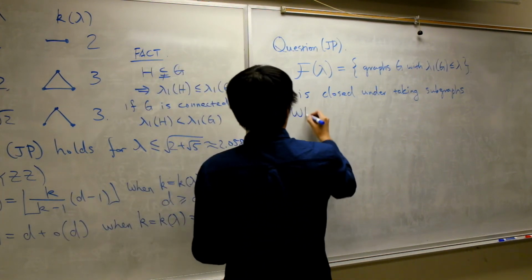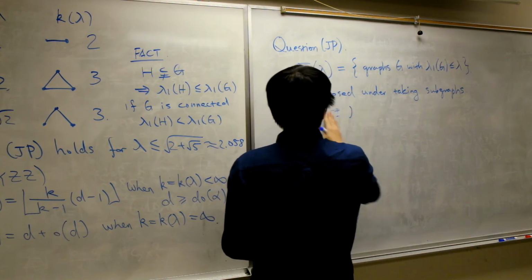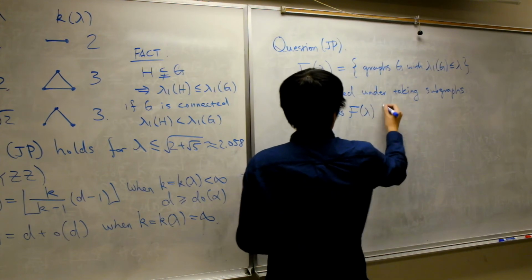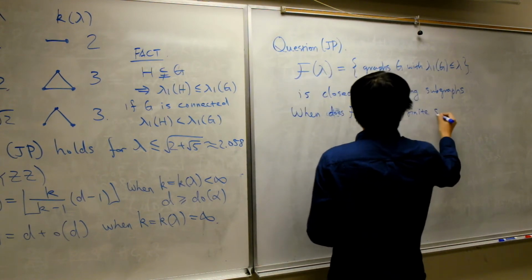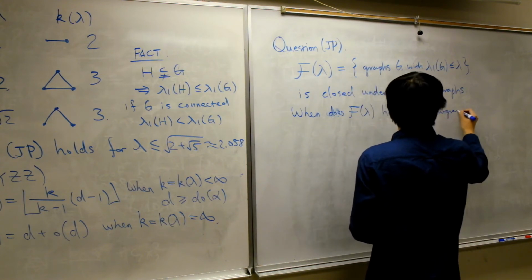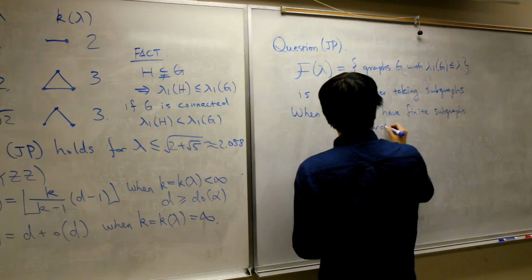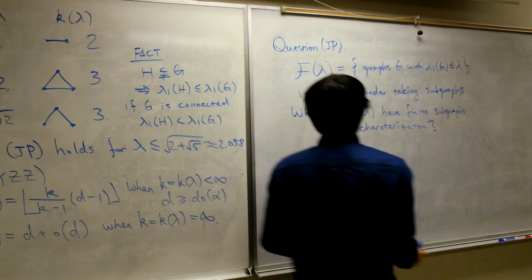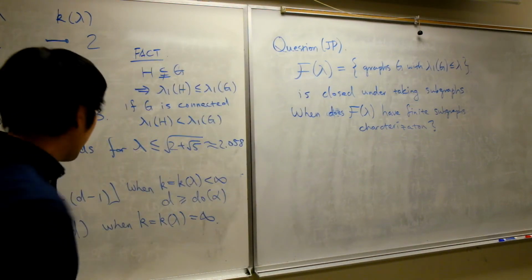So the first question we try to answer is when does f of lambda have a finite subgraph characterization? Okay. And that's somehow related to the result with Polyanskii.